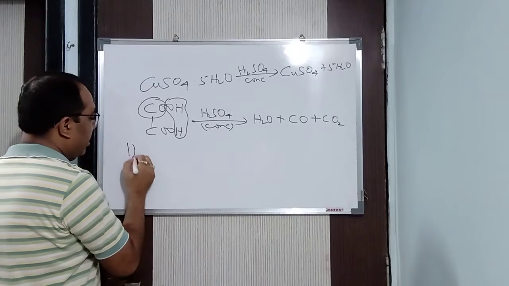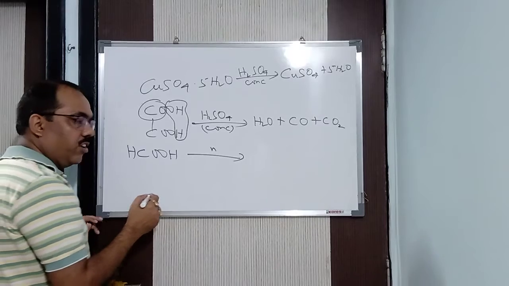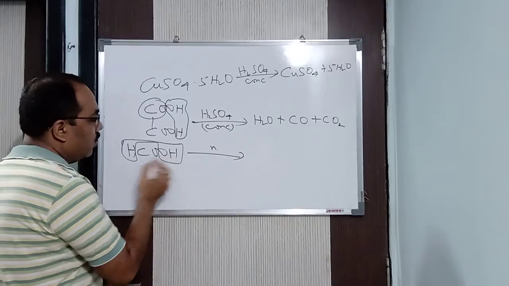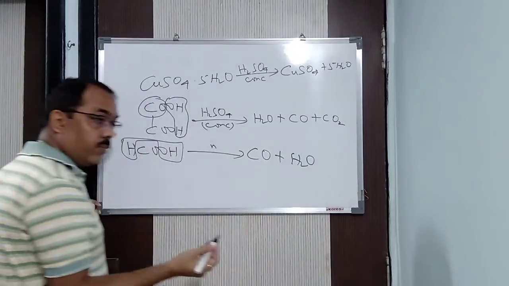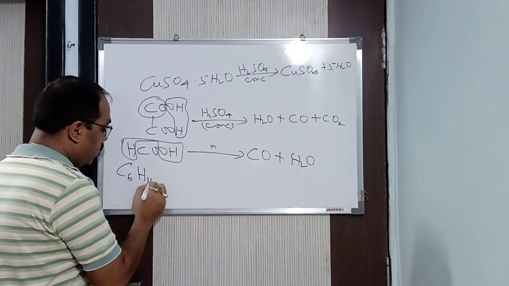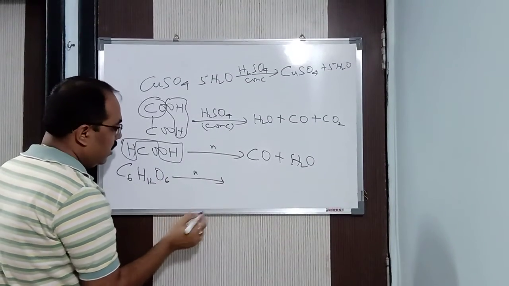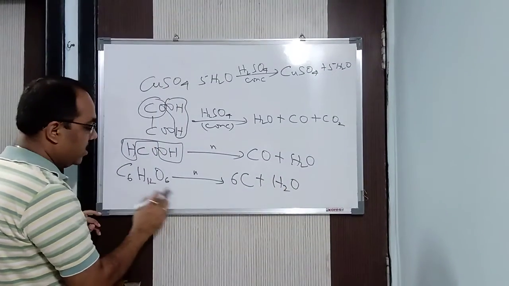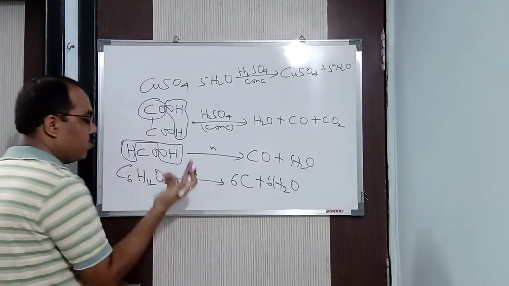Now if I take formic acid, HCOOH, in the presence of the same concentrated sulfuric acid, first you remove water. See here, H2O. Then what remains? CO. Similarly, if I take glucose, C6H12O6, and add concentrated sulfuric acid, what will you get? Carbon and water. How many waters? H12O6, so 6H2O, because there are 6 oxygens.